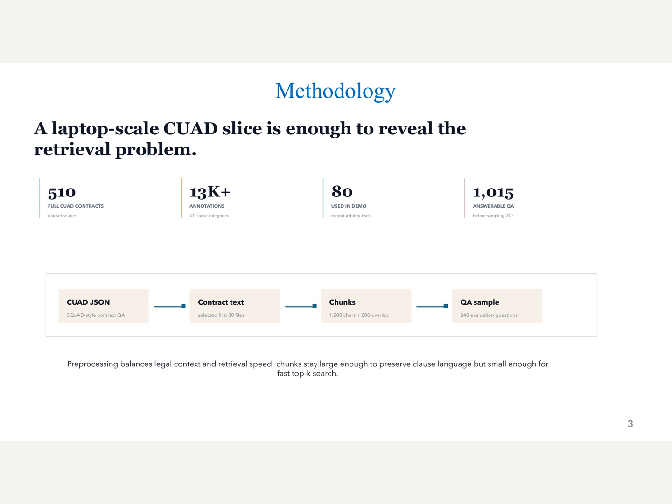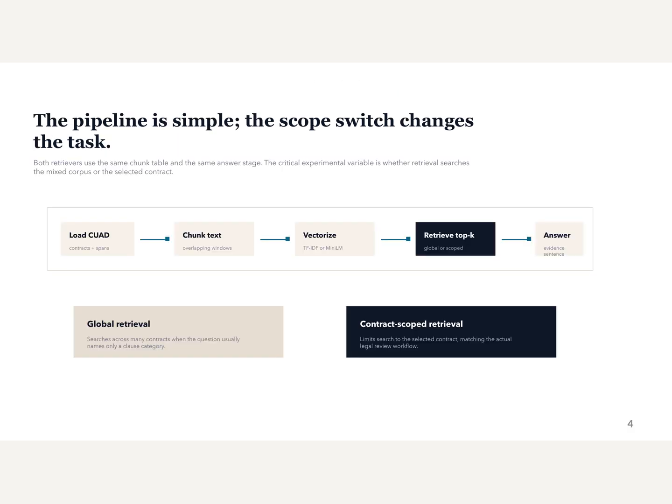The pre-processing is intentionally simple. I load the SQuAD-style JSON, select the contract text, and split each document into 1,200-character windows with 200-character overlap. This chunking choice tries to balance two needs: preserving enough legal context around a clause, while keeping retrieval fast enough for repeated experiments. The workflow has 5 main stages.